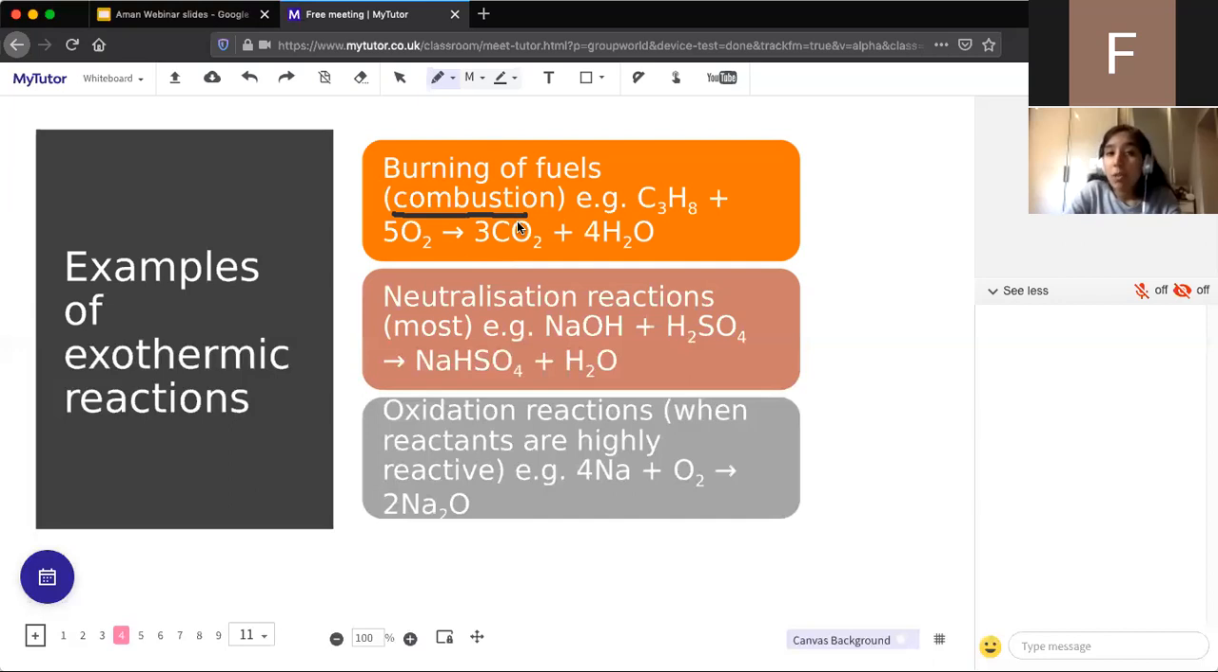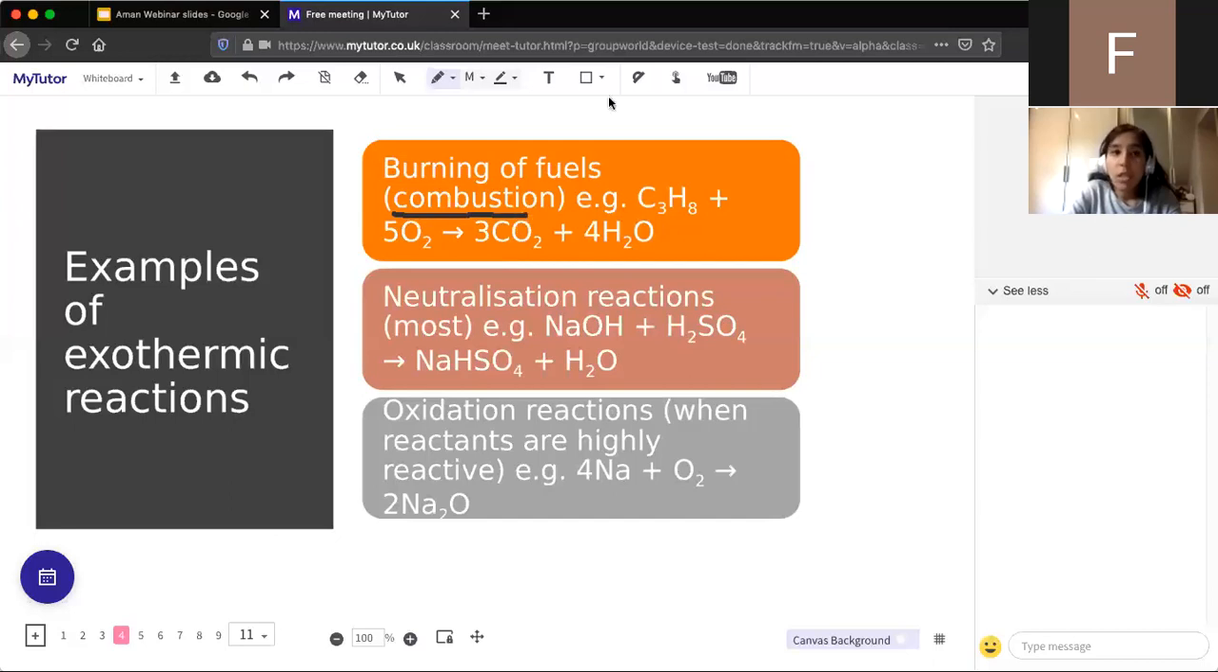The reason I would say to remember combustion reactions is because all combustion reactions are exothermic, but some neutralization reactions aren't. So if you are going to remember a neutralization reaction, make sure you remember one that is exothermic. So the one that I've put on there at the moment, sodium hydroxide reacting with sulfuric acid to produce sodium sulfate and water, is an exothermic reaction. Then the final one that is usually exothermic is oxidation reactions.